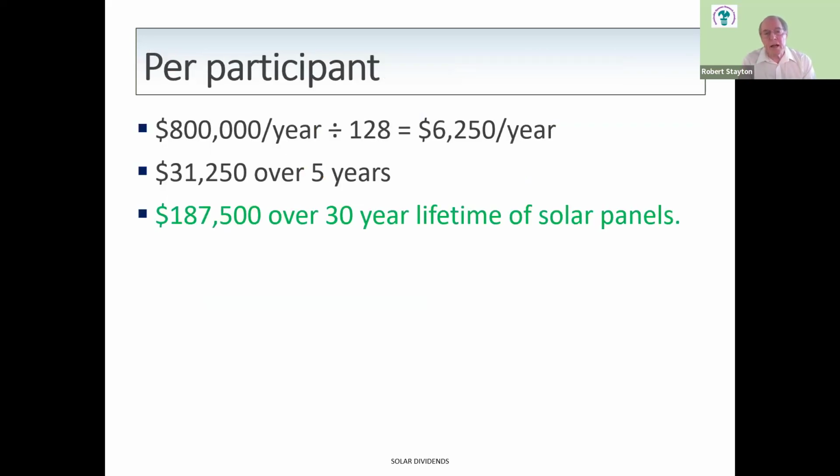Divide that revenue by the 128 participants, and you get $6,250 per year, which would add up to $31,250 over 5 years, which is about the same amount that you invested. But after 5 years, the solar array does not stop. It continues generating money. In fact, payments can keep going for 30 years, the lifetime of the solar panels. Over the 30-year period, each participant would receive a total of $187,500.